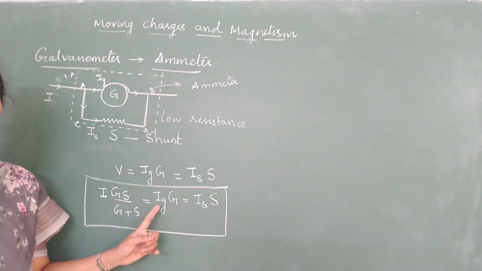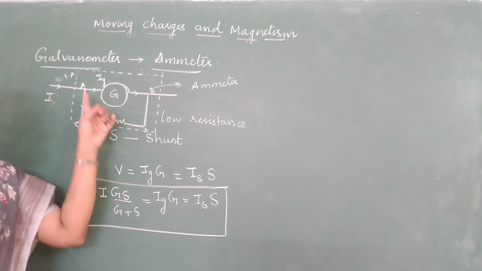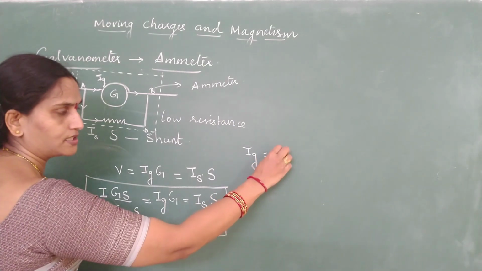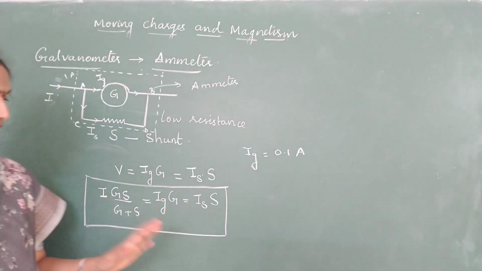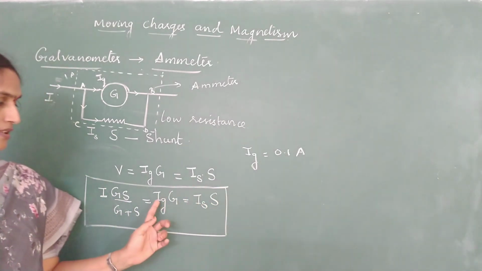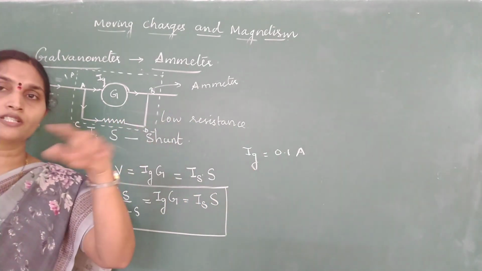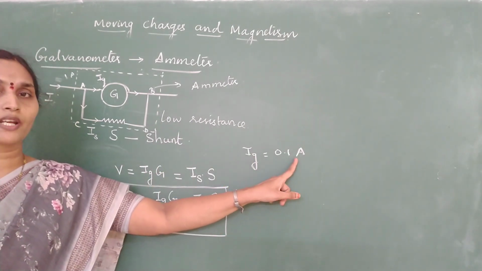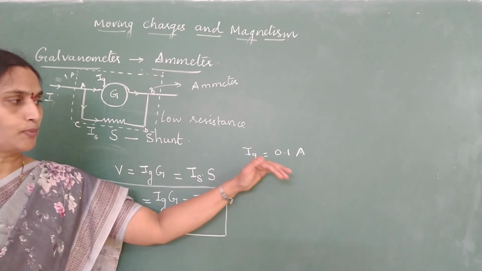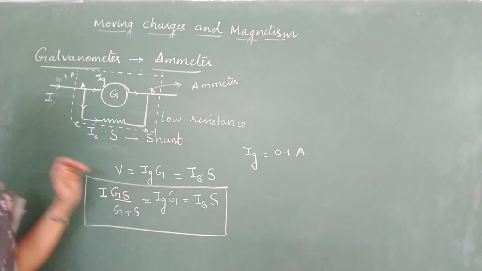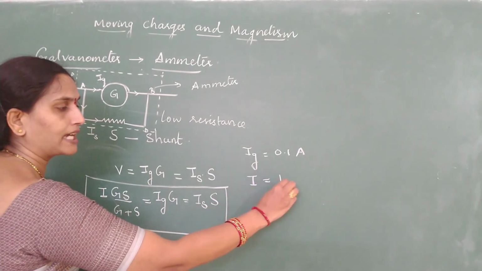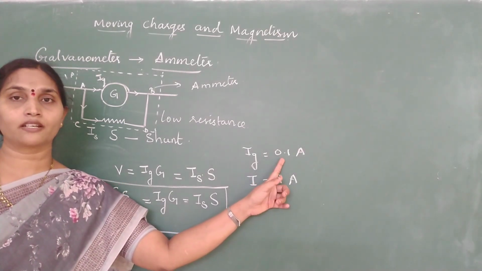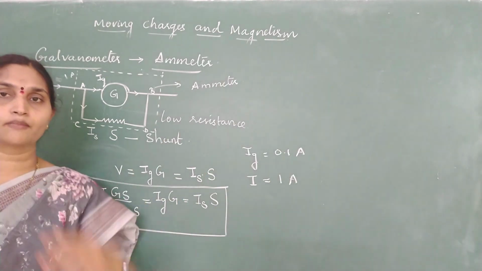Let us look at an example. Say your galvanometer shows a maximum deflection for a current of say 0.1 ampere. I am just taking an example. Say there are 50 divisions or 20 divisions, depending on the construction. It gives a maximum deflection for a current of 0.1 ampere. Suppose you want to convert this galvanometer into an ammeter which can measure a maximum current of 1 ampere. Again, the galvanometer is actually deflecting for a maximum current of 0.1 ampere.